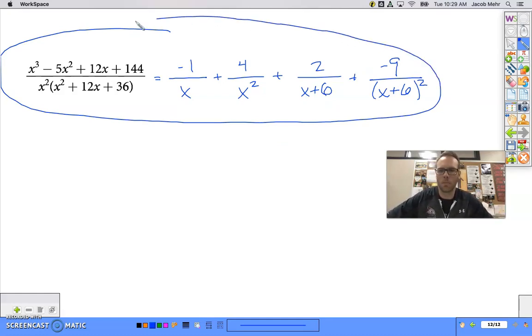So with that, you have more that you can work on. In the next video, we'll look at what happens when we have quadratics that we can't factor in the denominator.